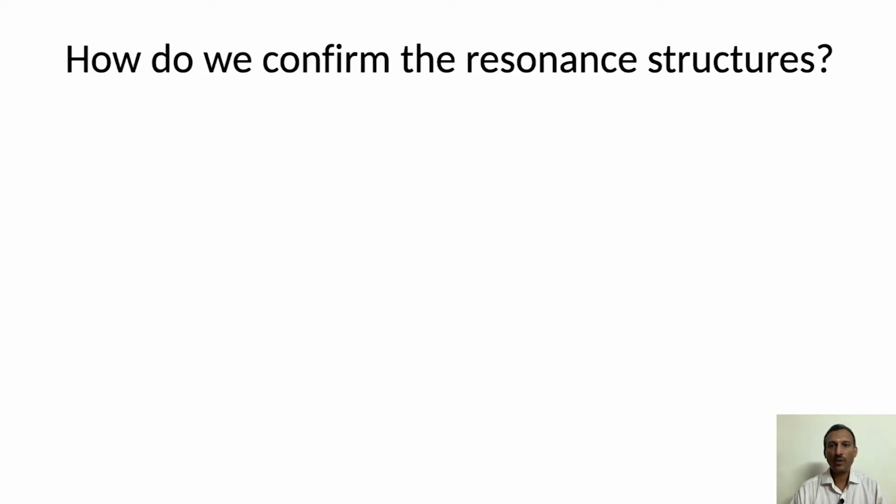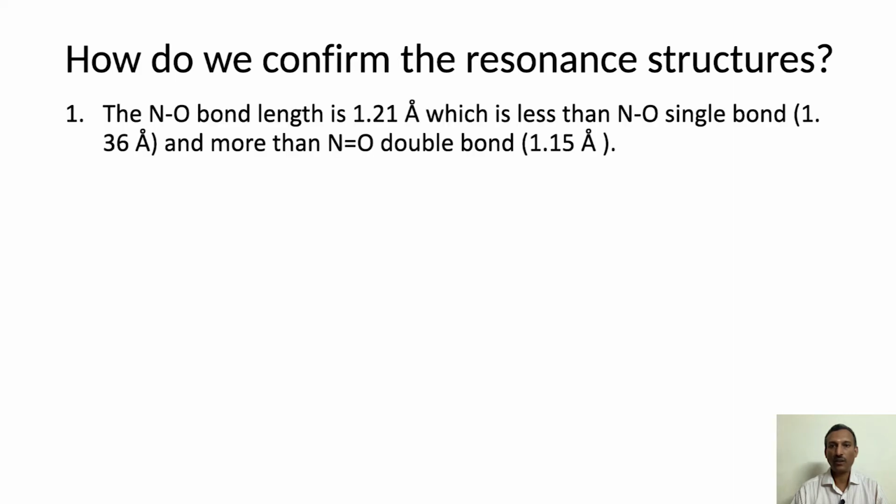How do we know these resonance structures actually exist? There are various evidences available which confirm that we have a resonance structure. The first one is the NO bond length. What we are going to look at is 1.21 angstrom, which is less than the NO single bond. Generally the NO single bond length is 1.36 angstrom, and the NO double bond is 1.15 angstrom. So the NO bond length of 1.21 is in between 1.36 and 1.15 angstrom.